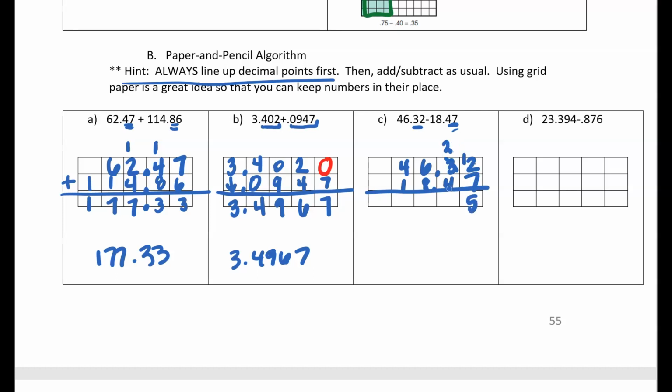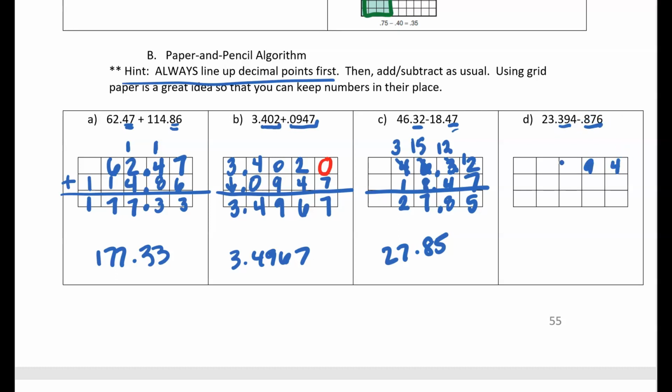2 minus 4, I can't do that, so I'm going to borrow. And I'm going to send a group of 10 over here. So instead of 2, I now have 12 there. So I'm going to do 12 minus 4 is 8. And then 5 minus 8, I can't do that. So I'm going to borrow. I cross this 4, make it a 3. I send a group of 10 over. So that makes that 5 a 15. So 15 minus 8 is 7. 3 minus 1 is 2. And you're left with 27.85.